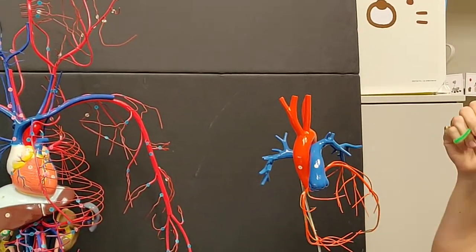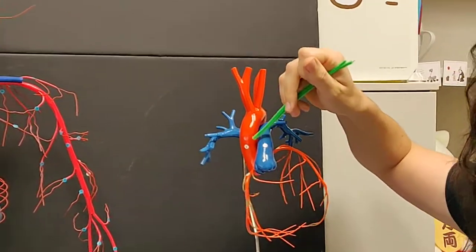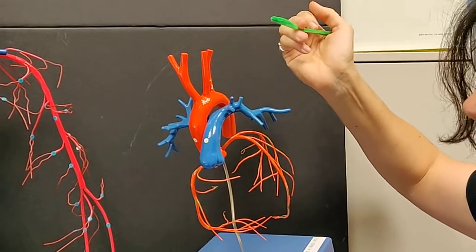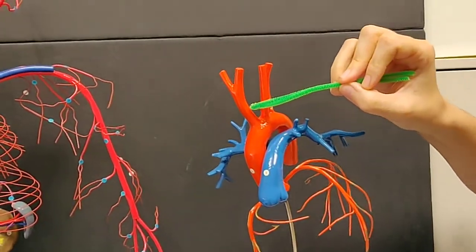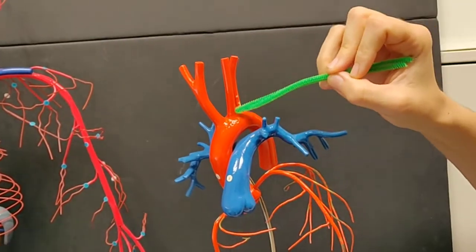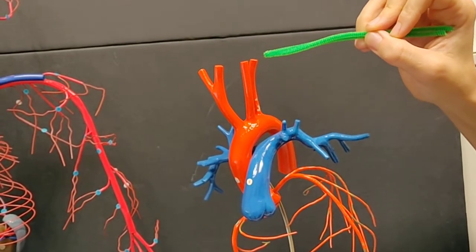So right here, to help orient ourselves, this big red one is going to be the aorta, and this is its arch. And we have three blood vessels that come off the top of the arch. The first one is the brachiocephalic trunk. The next one is the left common carotid. And then lastly, we have the left subclavian artery.